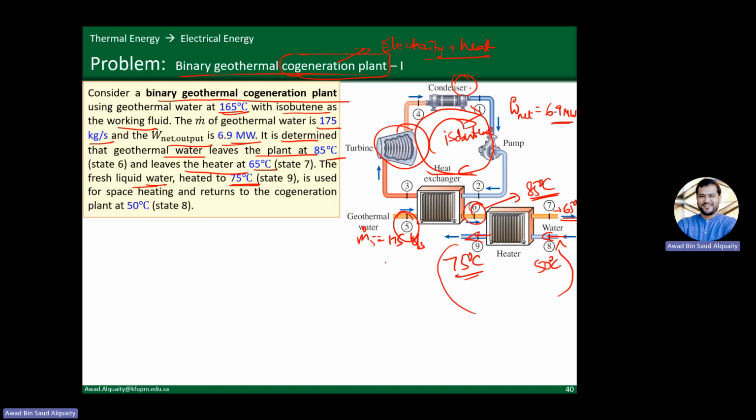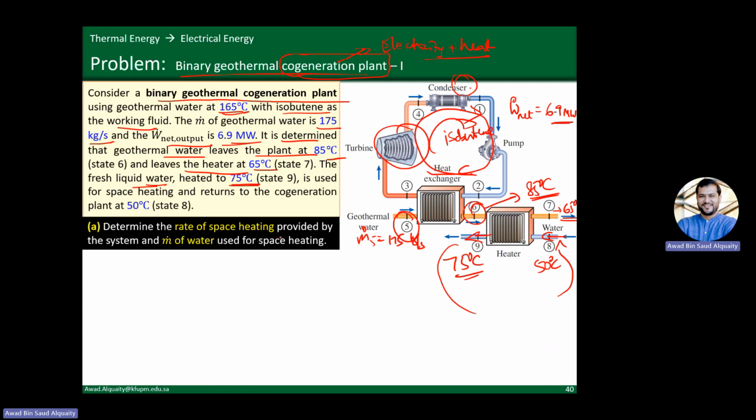Now what we need to determine is a few things. First, we need to determine the rate of space heating provided by the system and the mass flow rate of water used for space heating. In reality, we need to find out how much heat is getting transferred from this geothermal water. For the purpose of this question, we are not provided with any heat loss to the surroundings, so we assume all the heat transfer from the geothermal fluid is getting transferred to this fresh liquid water.